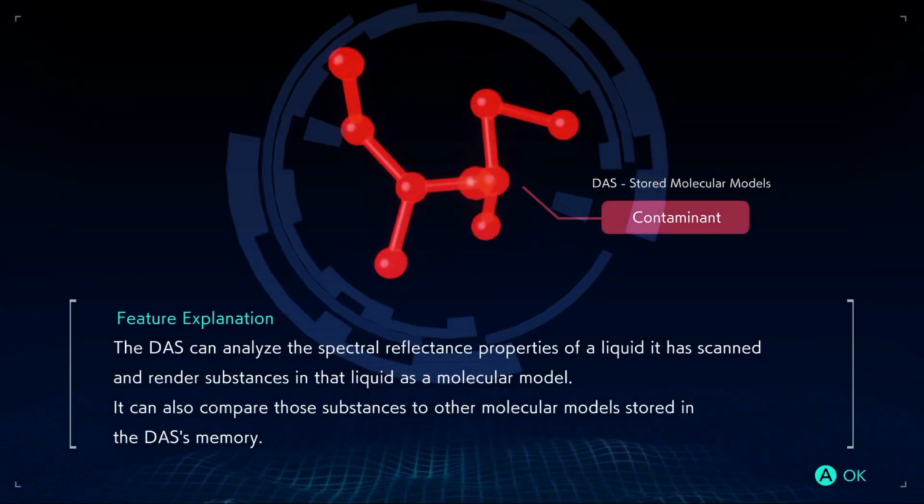Feature explanation. The DAS can analyze the spectral reflectance properties of a liquid it has scanned and render substances in that liquid as a molecular model. It can also compare those substances to other molecular models stored in the DAS's memory. DAS stored molecular models. Contaminant.